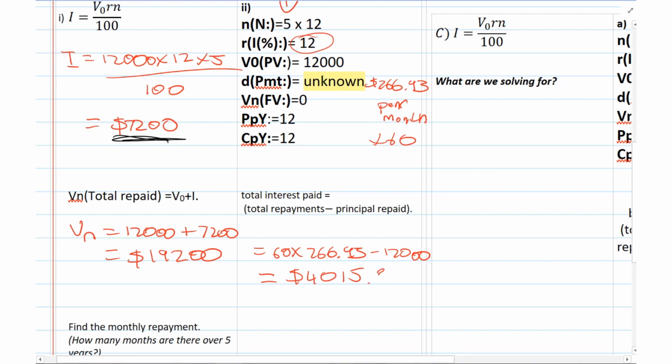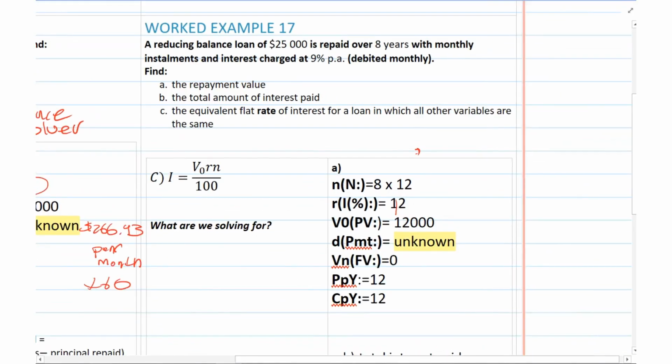So the comparison here is that with simple interest in terms of a loan, I'm going to have to pay back $7,200 in interest. If I'm doing a reducing balance loan, I only pay $4,015.80. Big difference there.